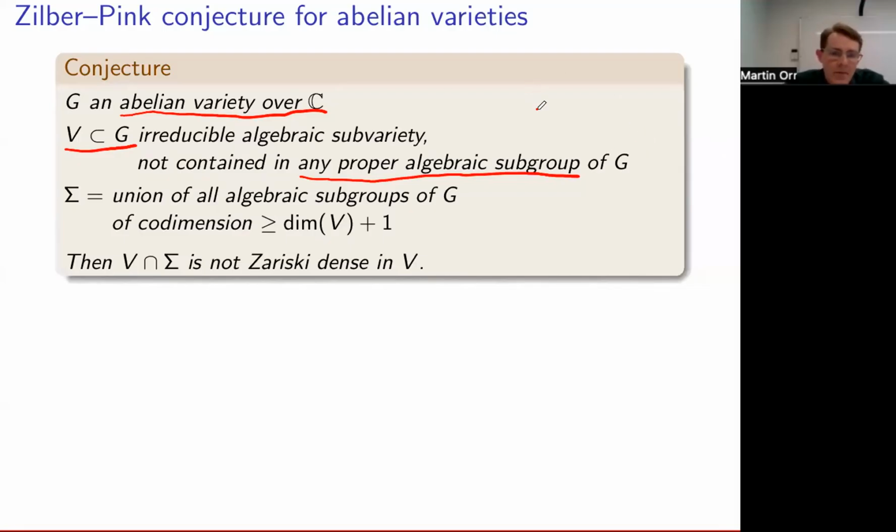So we take this generic V, we look at the union of all the algebraic subgroups whose codimension is strictly bigger than the dimension of V. This is what we call the unlikely intersection condition. So this says that it's unlikely for V to intersect one of these subgroups. And the conclusion of the conjecture will be that the intersection between V and this countable collection of subgroups is not Zariski dense in V.